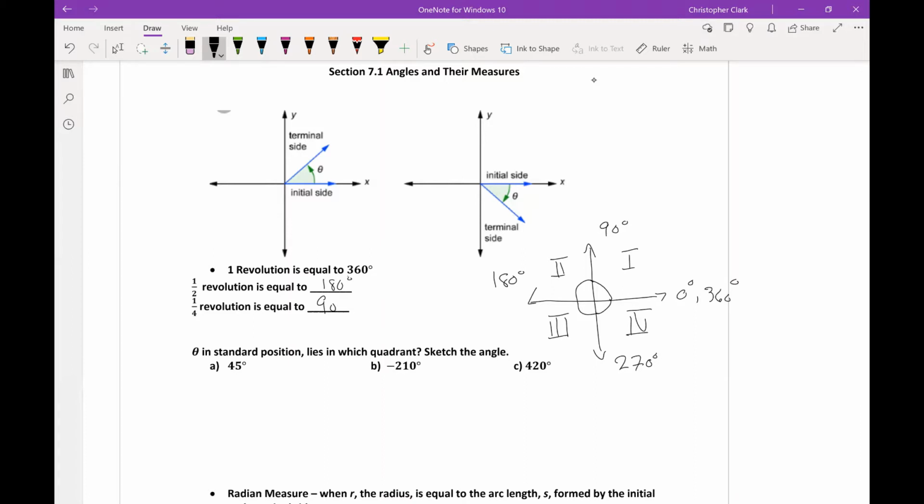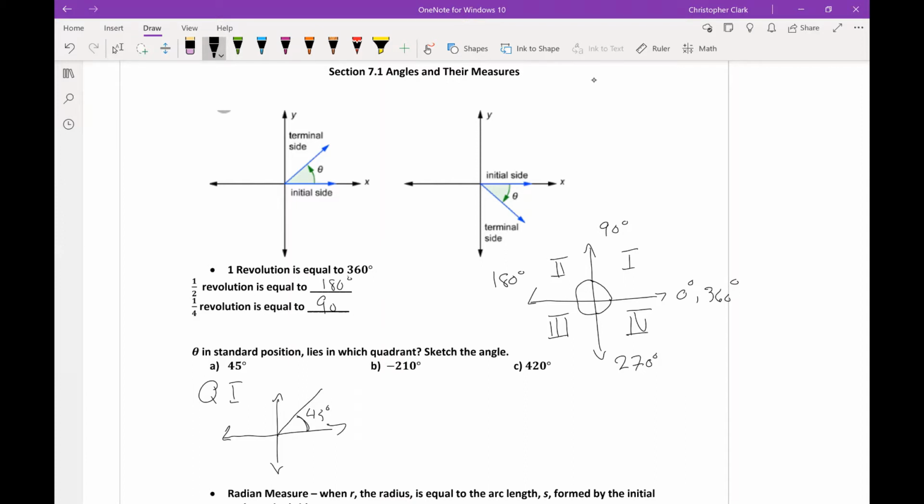So if theta begins in the standard position, which is along the x-axis, in which quadrant does each of these lie? So 45, well, that's between 0 and 90, so that's going to be Q1. And 45 is half of 90, so that's actually going to look something like this, right? Just about halfway between 0 and 90.